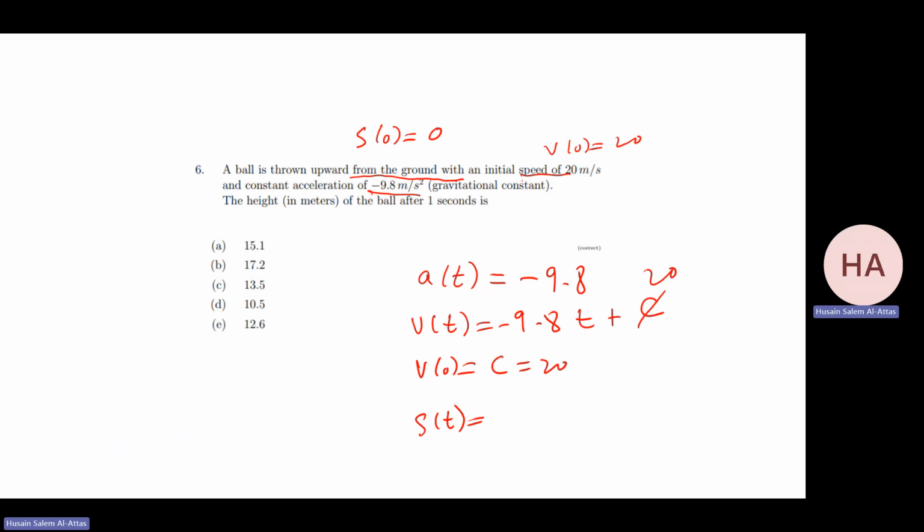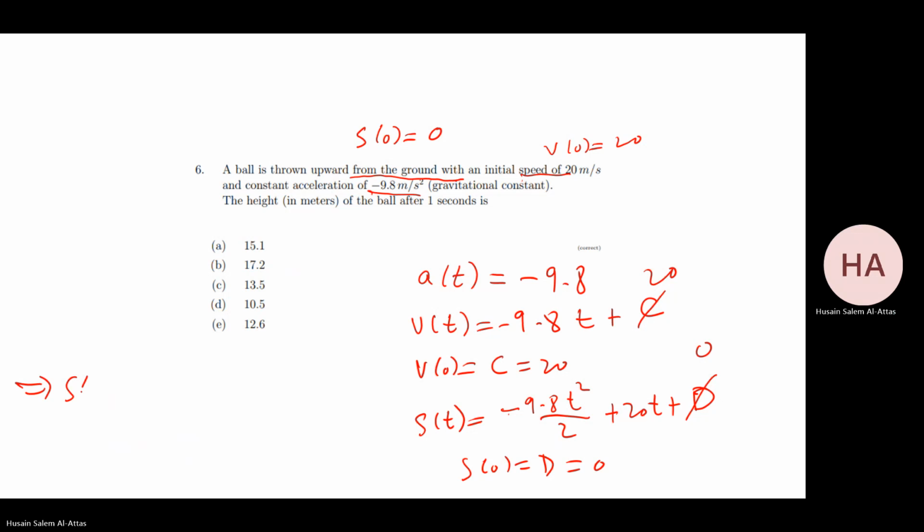s at t will be minus 9.8 t squared over 2 plus 20t plus d, another constant d. Now, s at 0 equals 0, so d will be 0. s at 0 will be d, so d will be 0. So I have s of t. That will be what? Minus 4.9 t squared plus 20t.